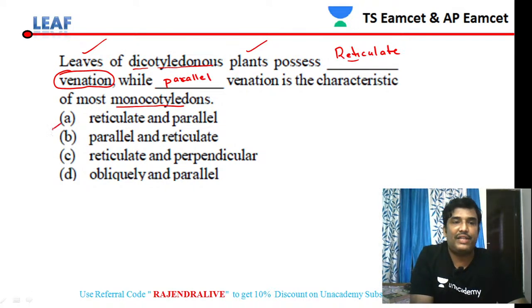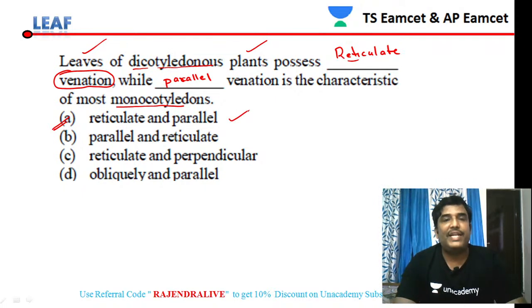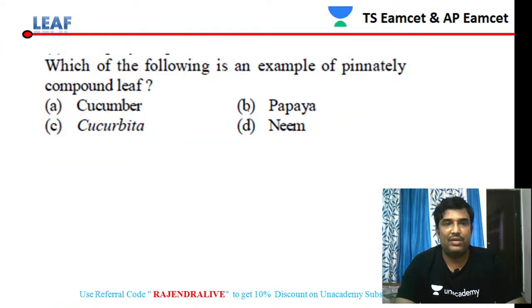So based on that, option A is our answer, students. Venation is the arrangement of veins and veinlets on the leaf lamina of the leaf, and it is called venation. Yes. Now let us move to the next question.